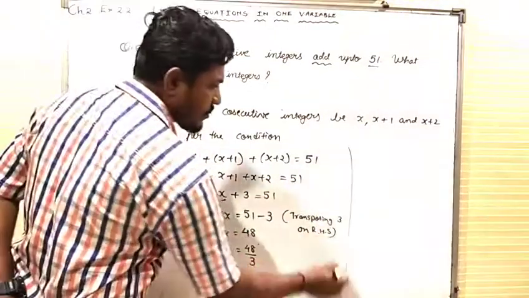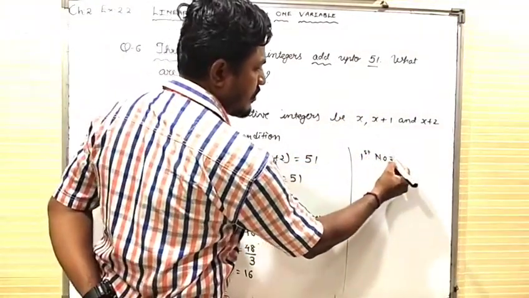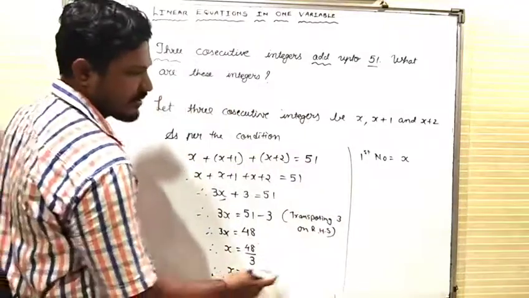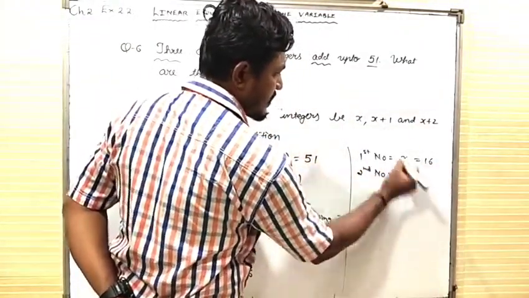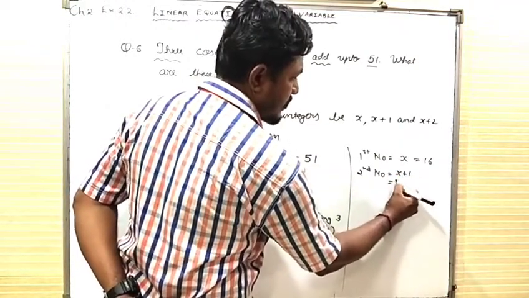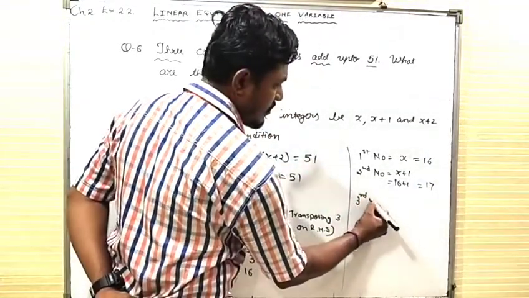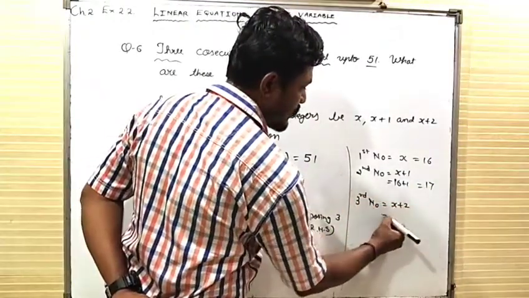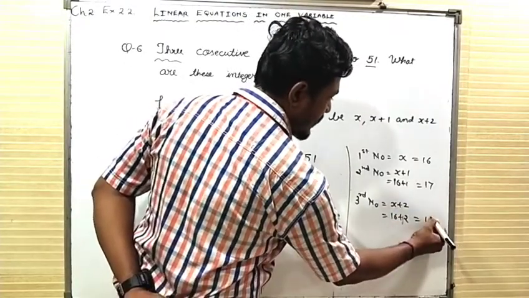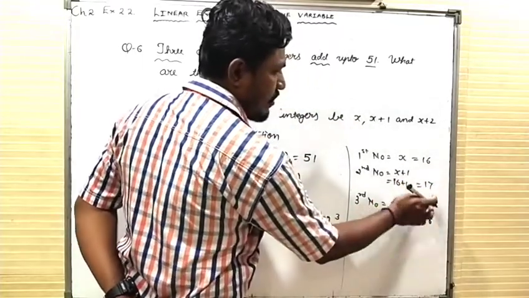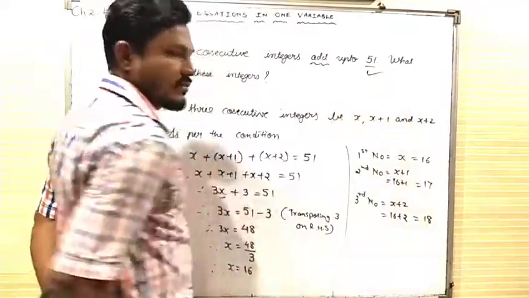Now, our first consecutive number, which equals x, we got 16. The second number, that is x plus 1, that is 16 plus 1 gives 17. And the third number, that is x plus 2, that is 16 plus 2 gives 18. When you add all these three, that is 16 plus 17 plus 18, you will get this total.